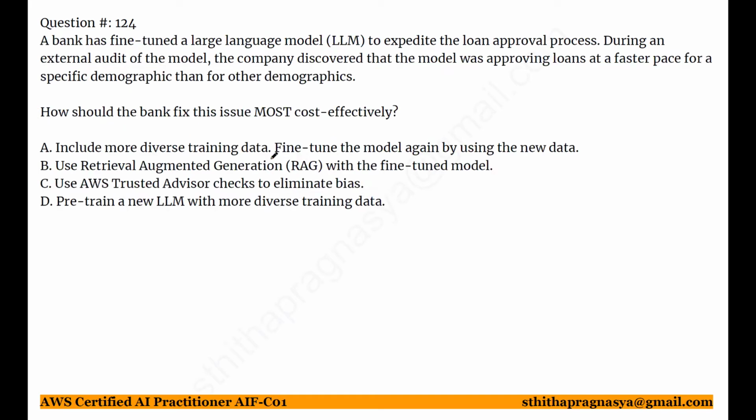The question asks how a bank can cost effectively address bias in a fine-tuned LLM that approves loans at varying speeds for different demographics. Again, loans.